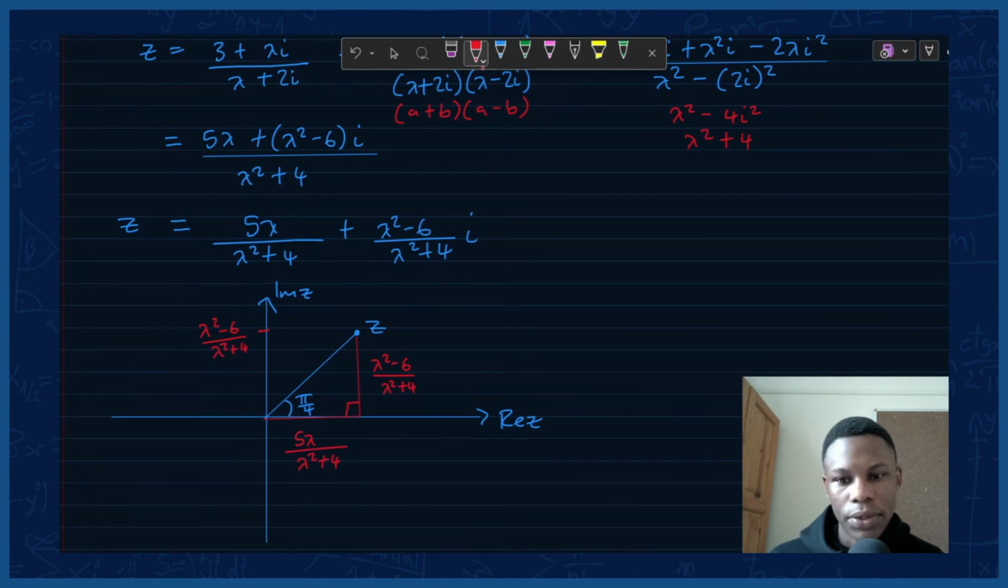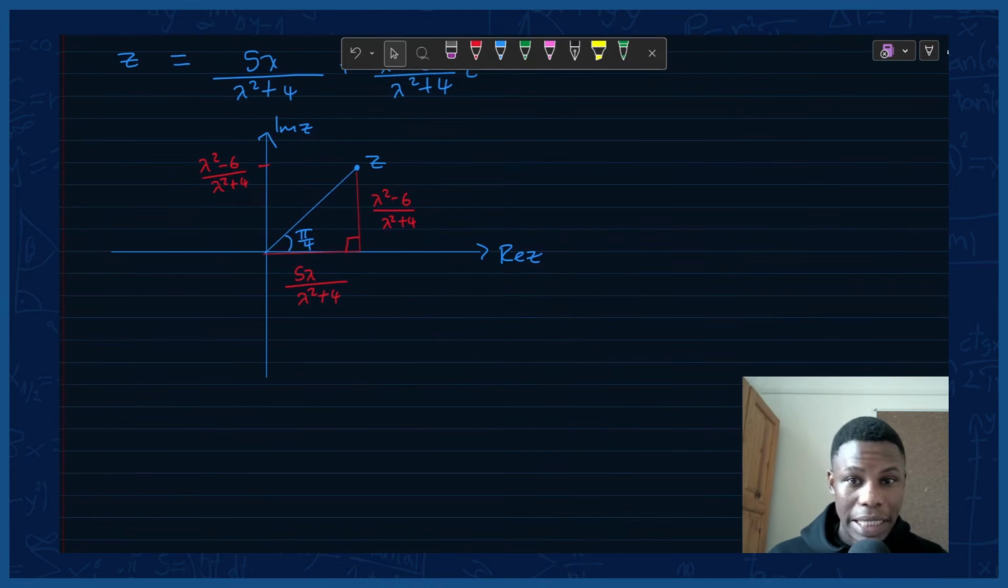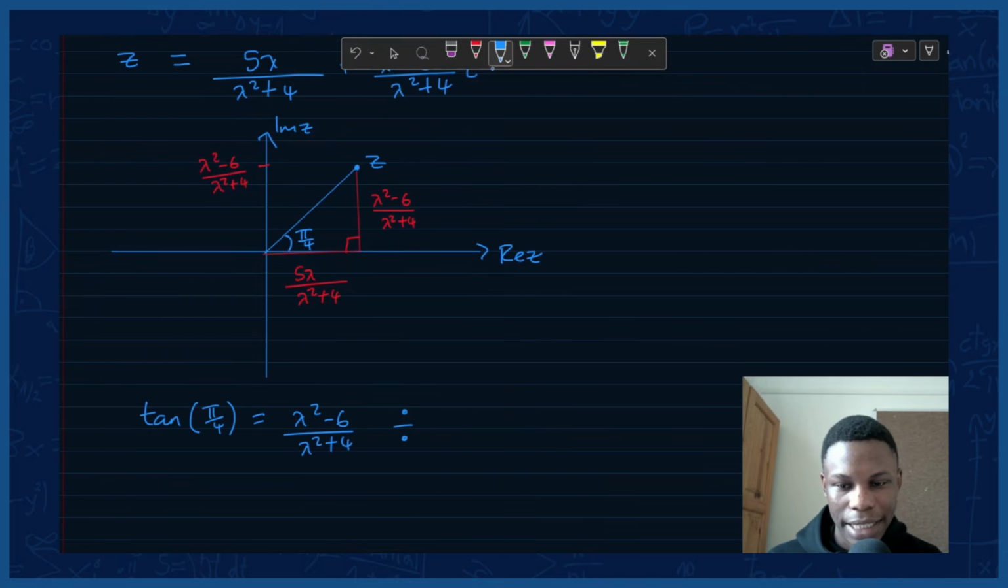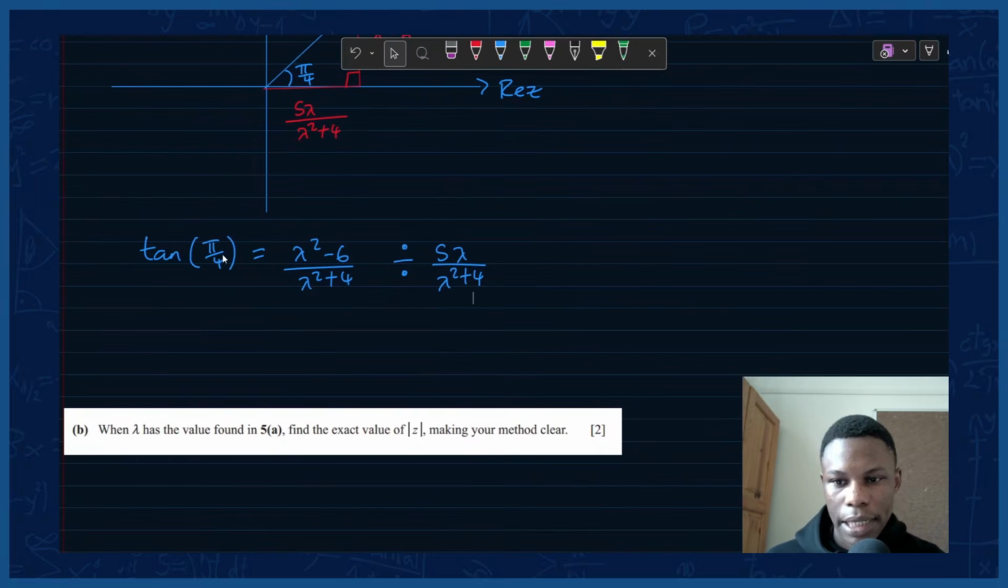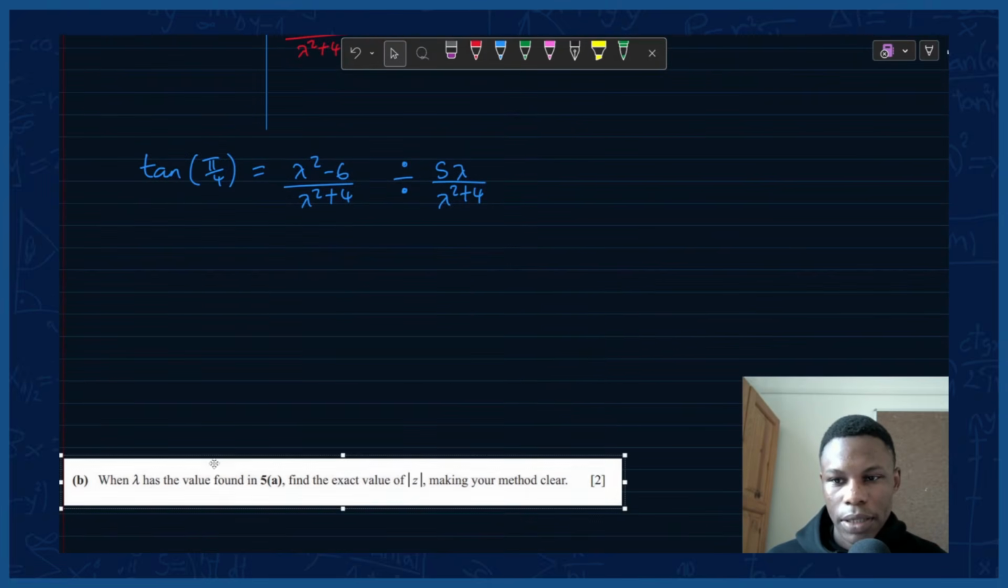And this is a right angle triangle. So hopefully you can see that using SOHCAHTOA, I've got my opposite and my adjacent. So I can say that tan of my angle, which in this case is pi over 4, is equal to my opposite, which is lambda squared minus 6 divided by lambda squared plus 4, divided by my adjacent, which is 5 lambda over lambda squared plus 4. Okay, and tan pi over 4, we know that tan pi over 4 is 1.